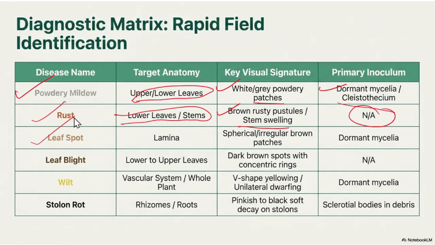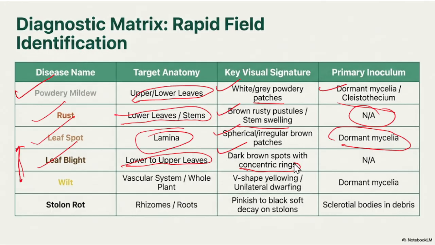Then the leaf spot. Target anatomy is the lamia. Spherical irregular brown patches were seen, and the primary inoculum is the dormant mycelium. Blight, lower to upper leaves. That means firstly they cause the disease on the lower leaf and then go in an upward direction from lower to higher leaves. So that is the dark brown spot with concentric rings, the characteristic symptom of Alternaria in every crop.